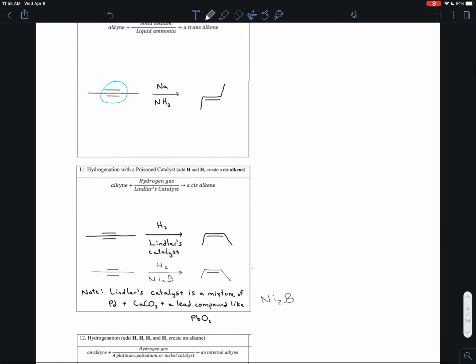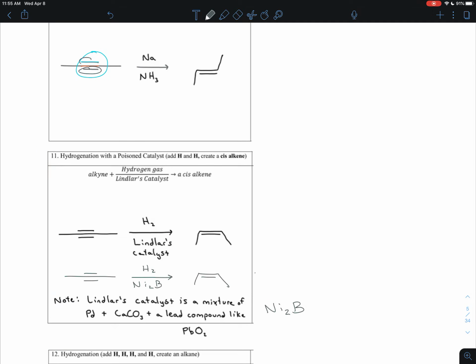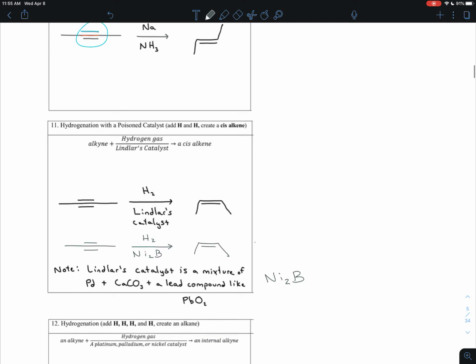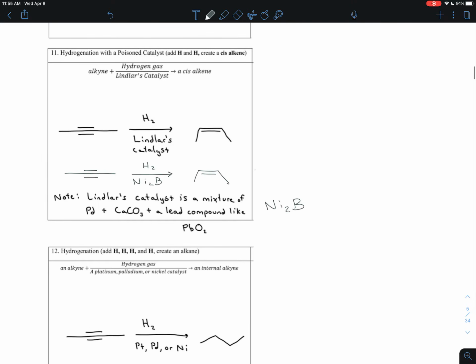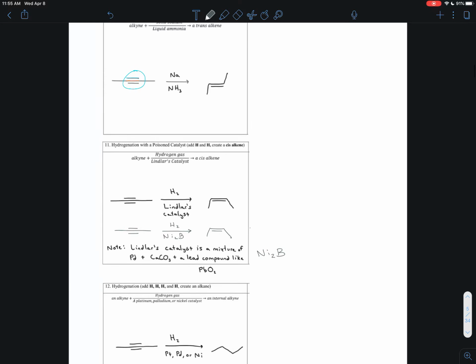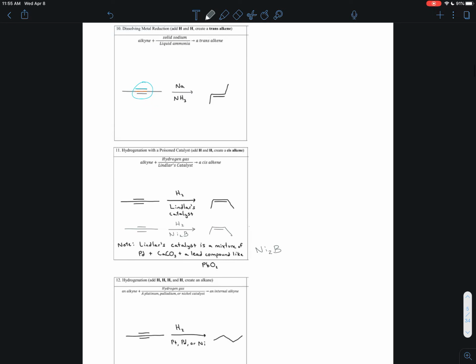Finally, if you want to get rid of both pi bonds, so we had the two pi bonds to begin with, if you want to reduce both of them, then you can just do a simple old hydrogenation, bubble H2 gas through there with platinum, palladium, or nickel as a catalyst, and it'll take you all the way to the alkane. So where you had two pi bonds, you'll now have 0. So these are the 3 different ways that you can get rid of the pi bonds on an alkyne.